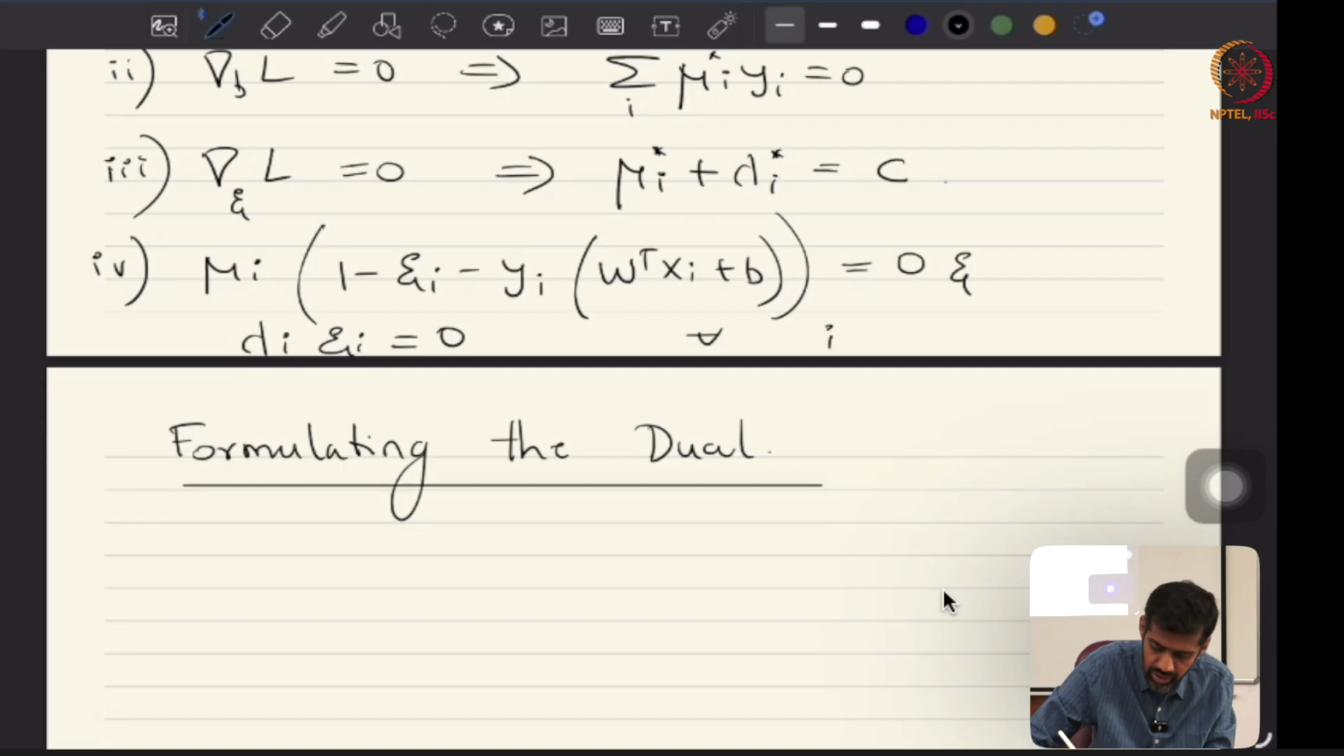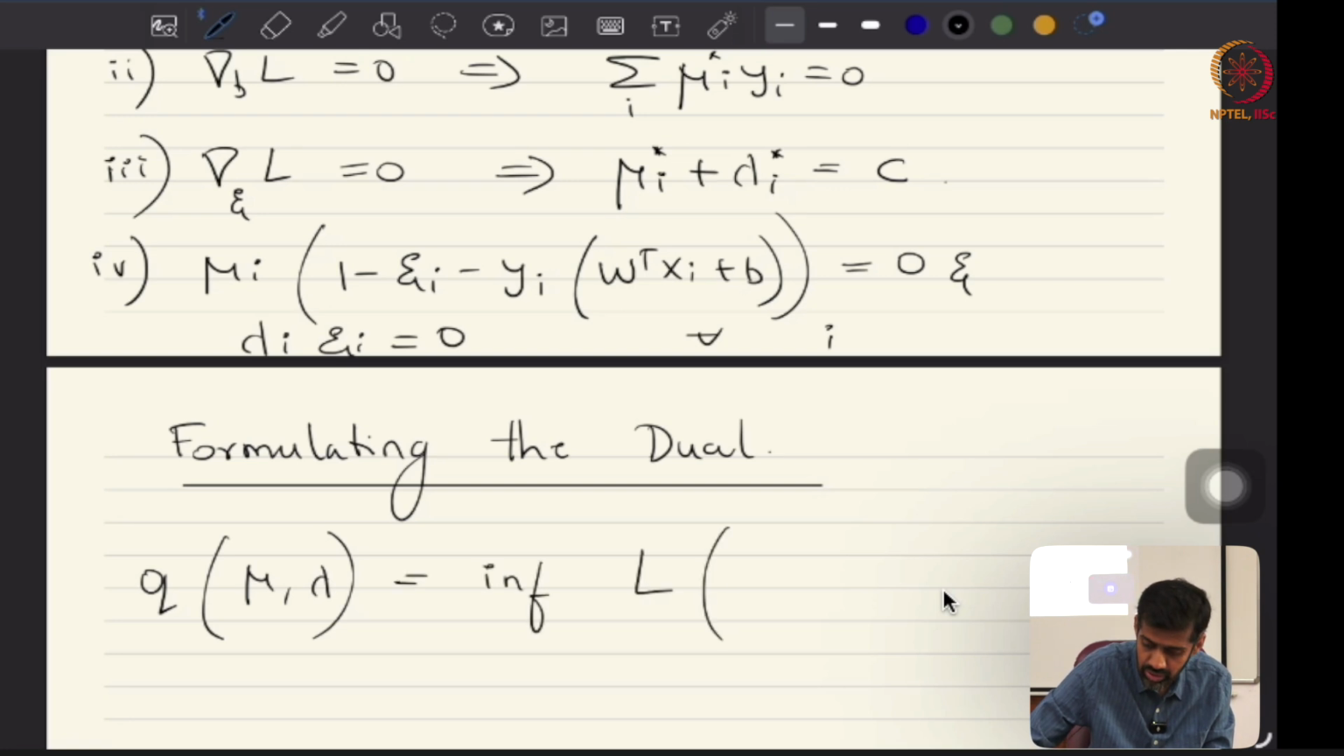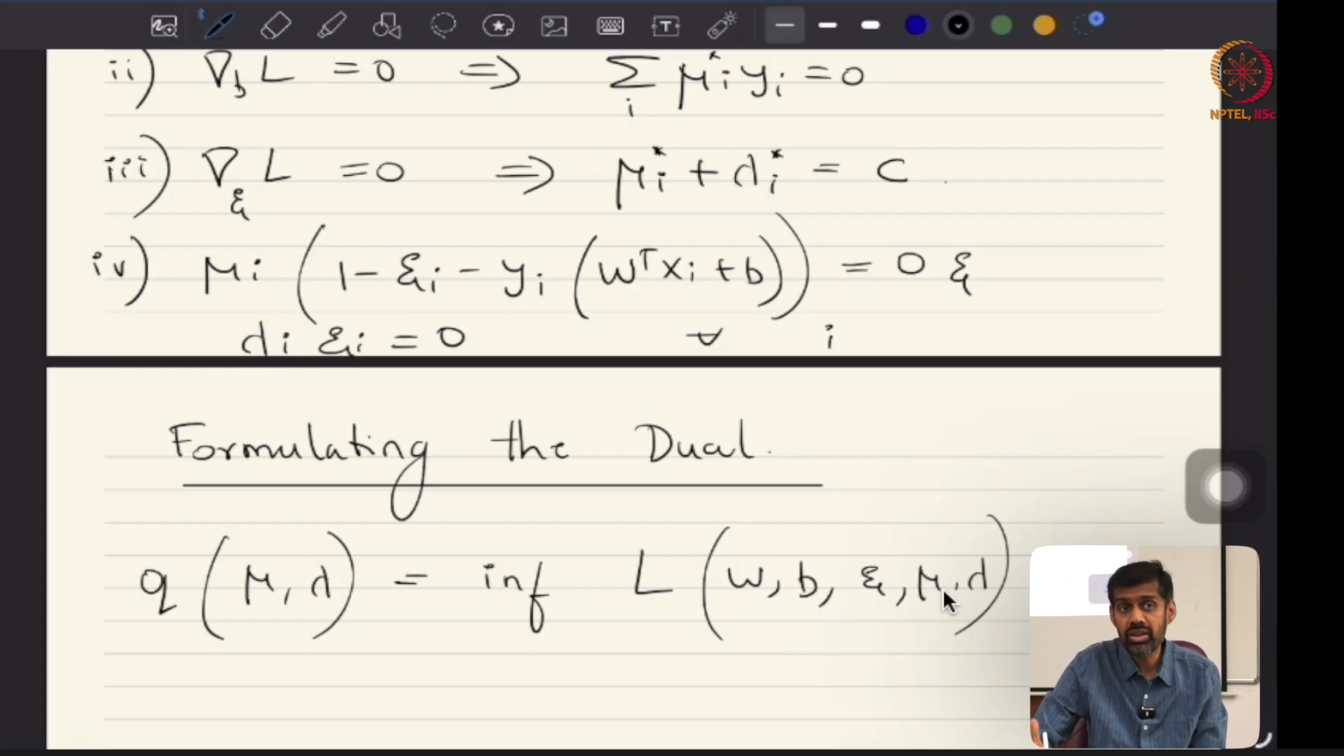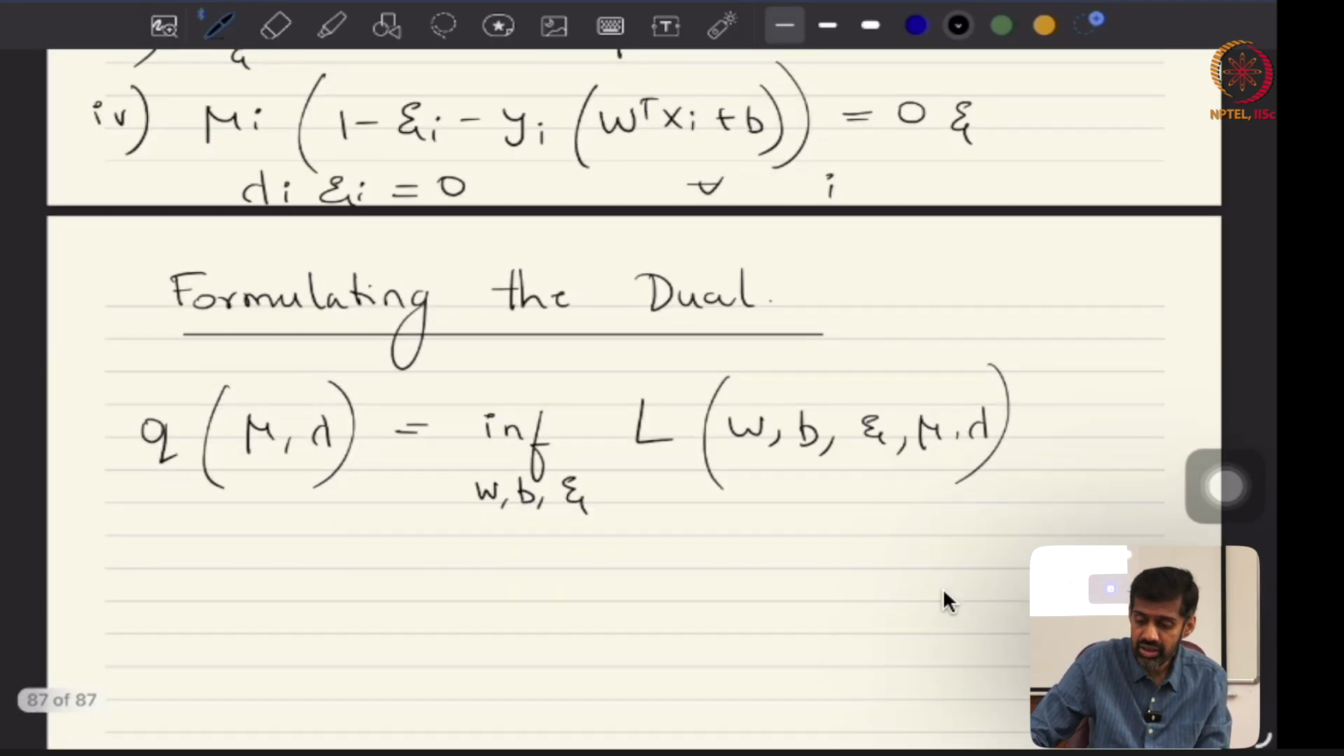So to find the dual now, which is a function of both the Lagrange multipliers mu and lambda, we will have to consider the infimum of the Lagrangian, which is a function of w, b, xi, mu and lambda. This infimum is with respect to the optimization variables in the primal problem, which are w, b and xi. Now we already know what the optimal w and b are, which we can just plug in there.